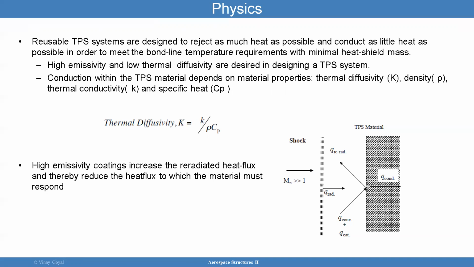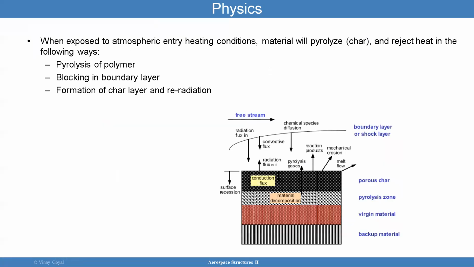Conduction within TPS materials depends on a lot of properties. Thermal diffusivity comes into play, density, thermal conductivity, and specific heat. If you want to come up with a formula that puts everything together, thermal diffusivity, you put the conductivity of the material here, density here, and specific heat, this tells you how quickly the material will conduct, like a global quantity. It's very nice, very compact. High emissivity coatings increase the re-radiated heat flux and decrease the amount of radiation that goes into the material.